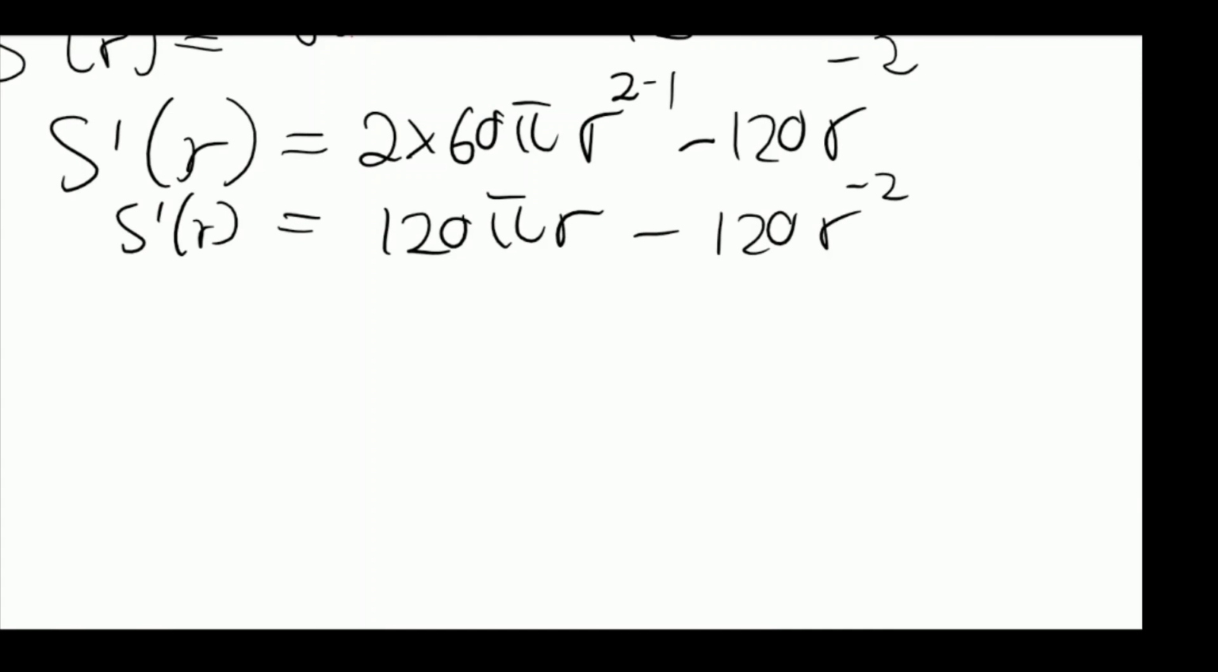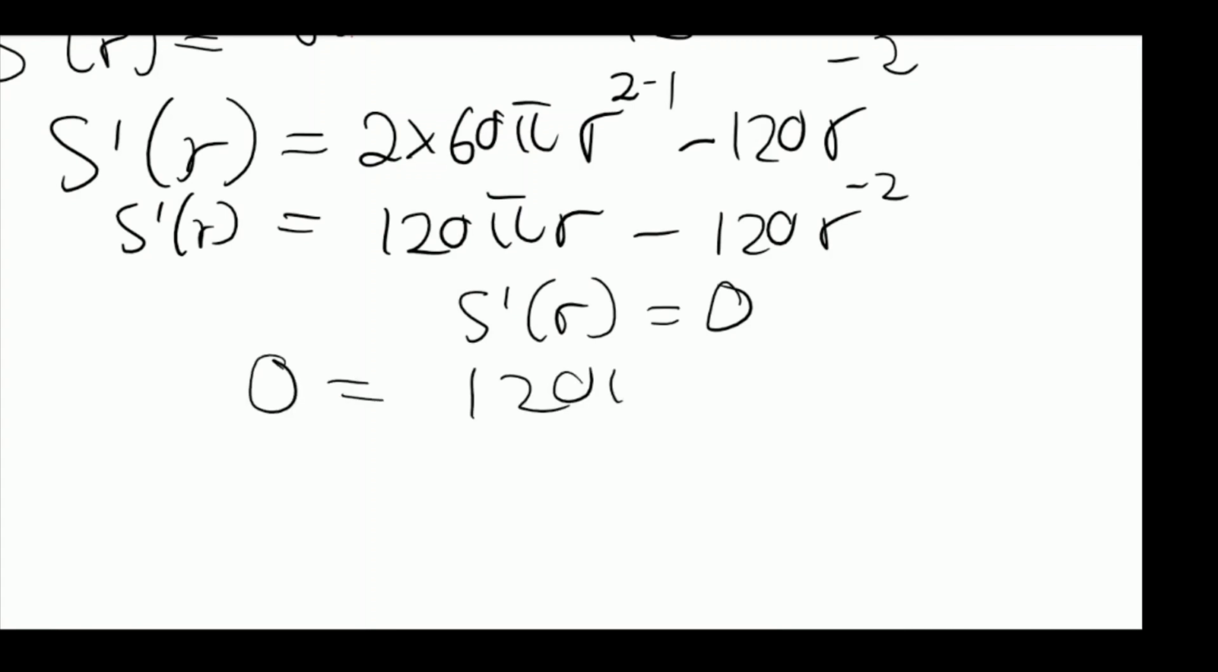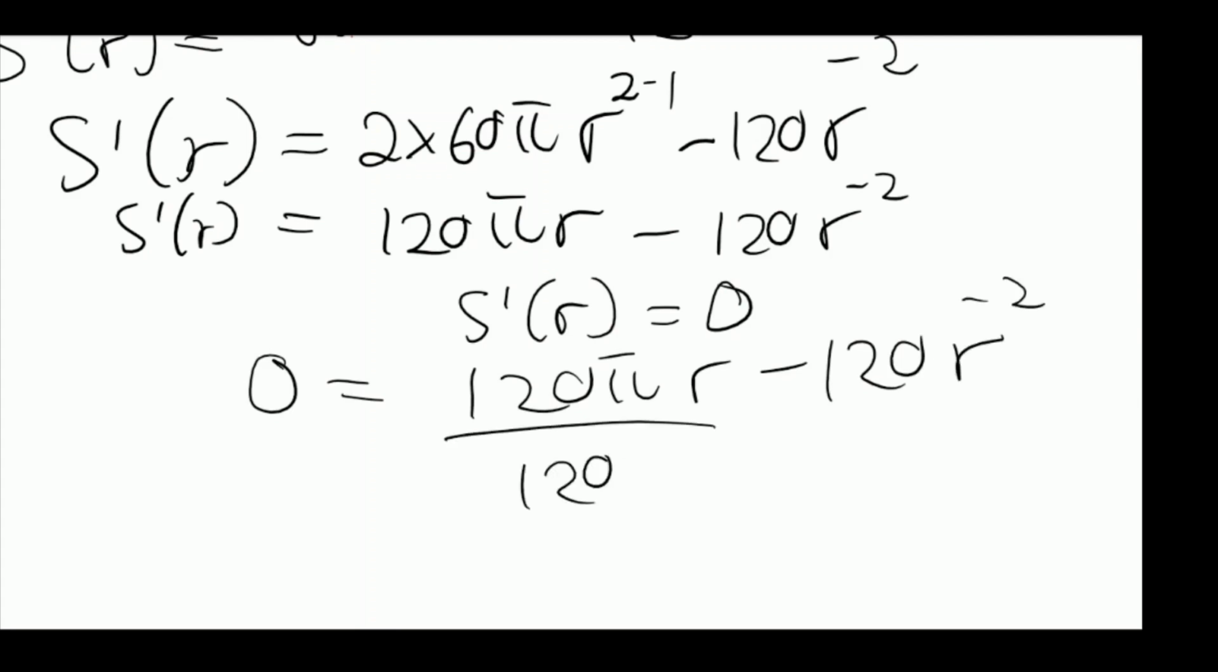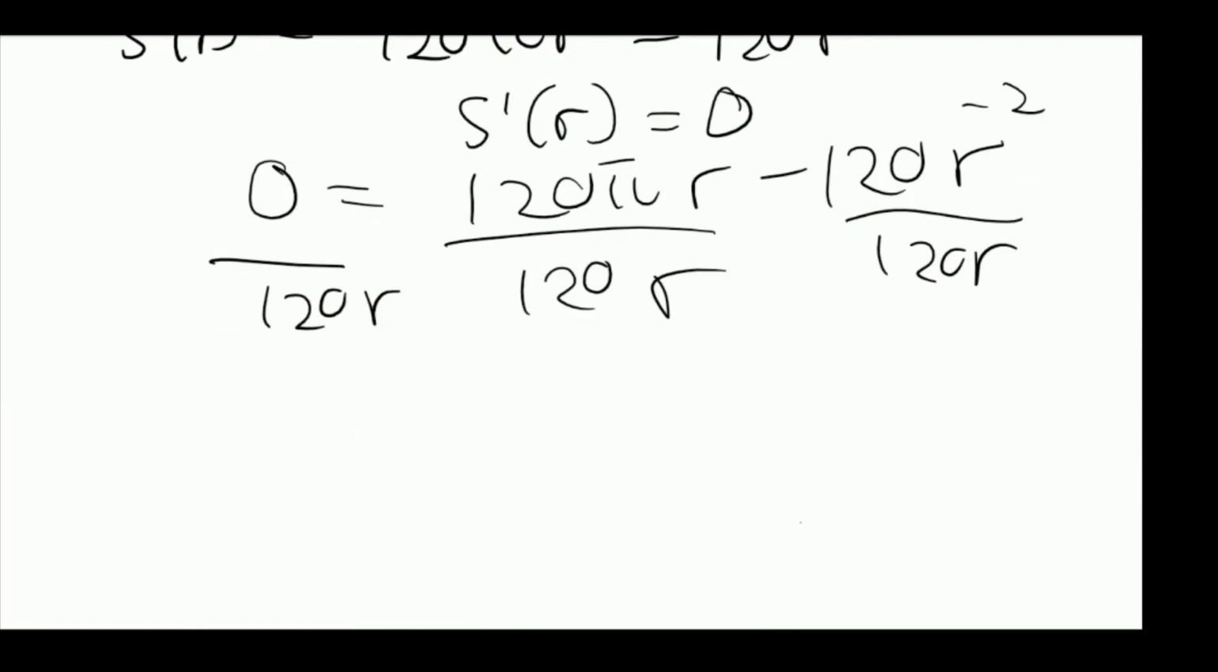So this is the derivative of the surface area, and then we're going to equate the derivative to 0 because we are looking for r. So 0 is equal to 120 pi r minus 120 r to the power minus 2. So you're going to divide by 120 r. What's going to happen is you have 0 equals pi minus r to the power of minus 1, because this is r to the power of 1, and if you take it up, it's going to be r to the power of minus 1.